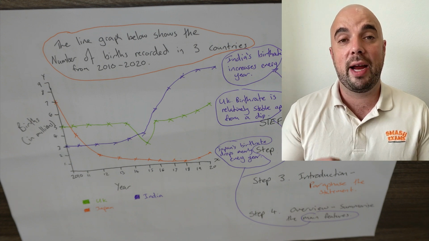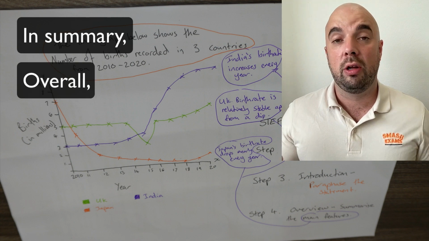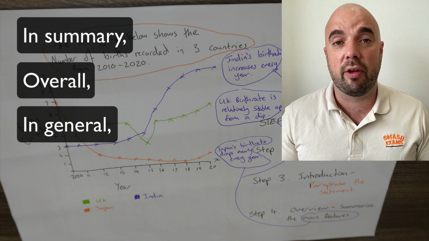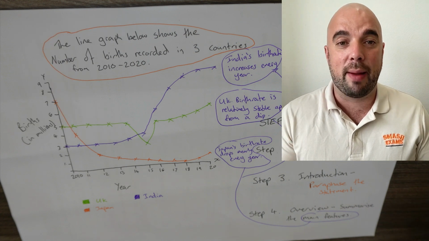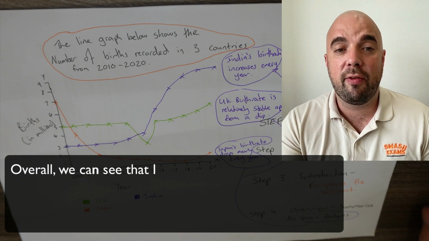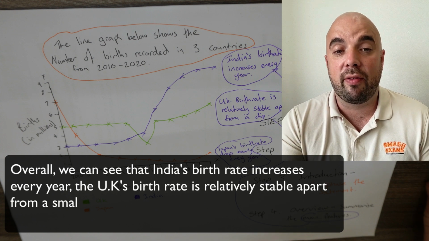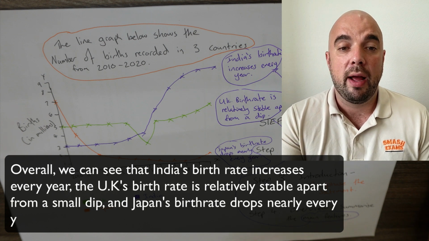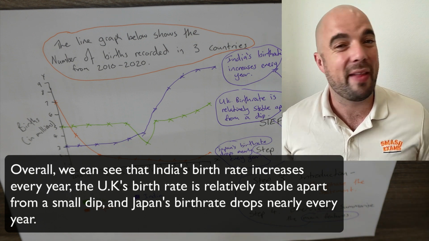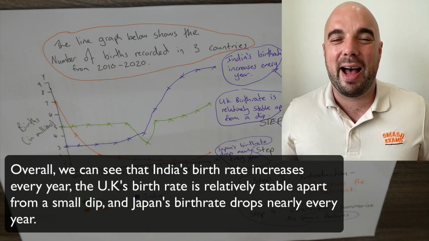The best way to summarize is to start with the word in summary, or overall, or even in general, and then just describe your main trends or your main features. For example, here it would be, overall, we can see that India's birth rate increases every year, the UK's birth rate is relatively stable apart from a small dip, and Japan's birth rate drops nearly every year. And that's it, that's your overview done. Let's have a look what it looks like. And now we're halfway there.